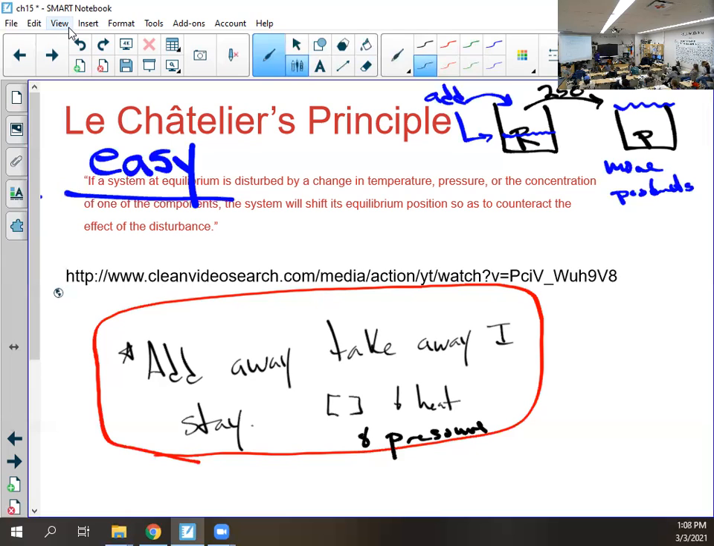If I add, I move away. If I take away, I stay. That's Le Chatelier's principle. It works for temperature, or sorry, heat, concentration, and pressure. And we will apply this as we go along.